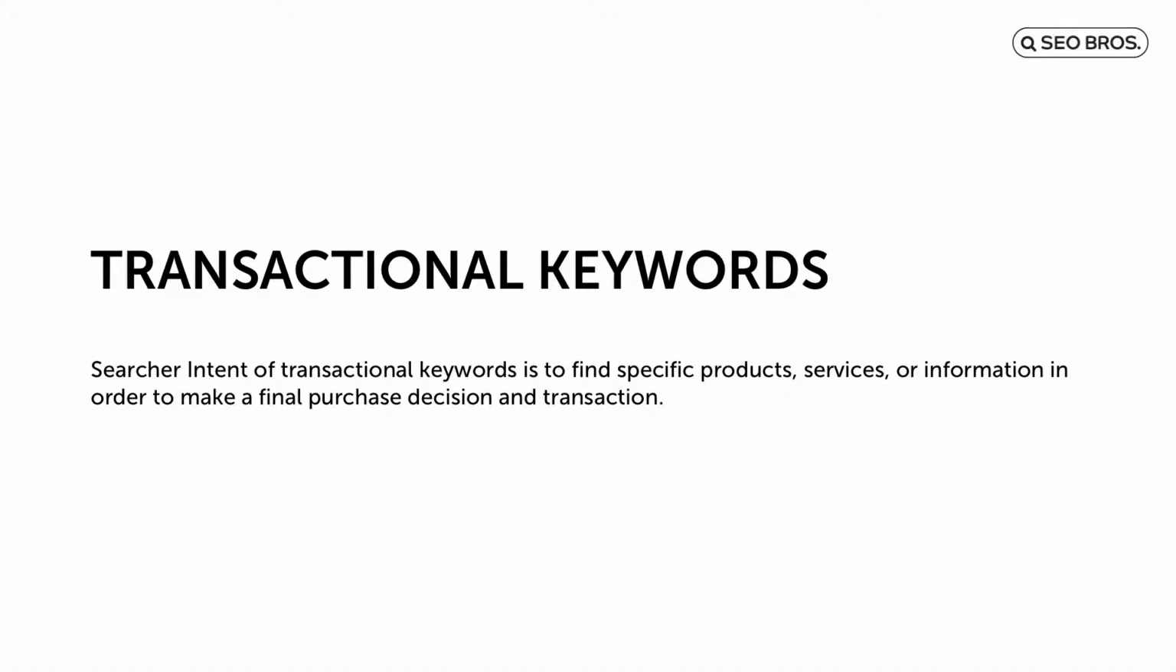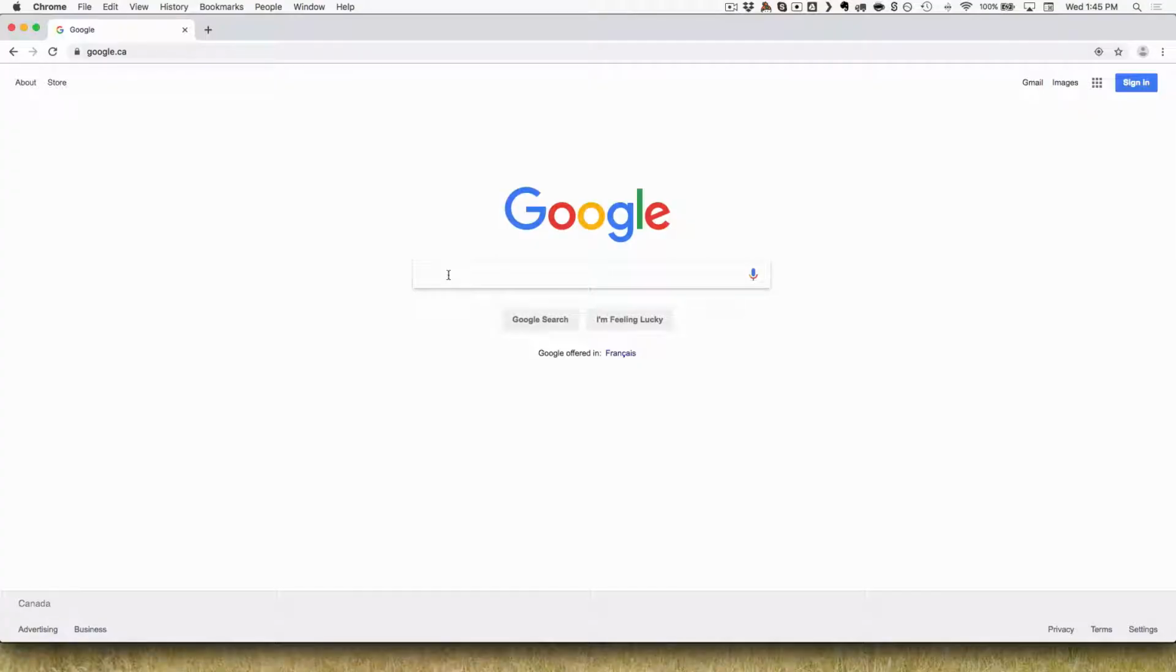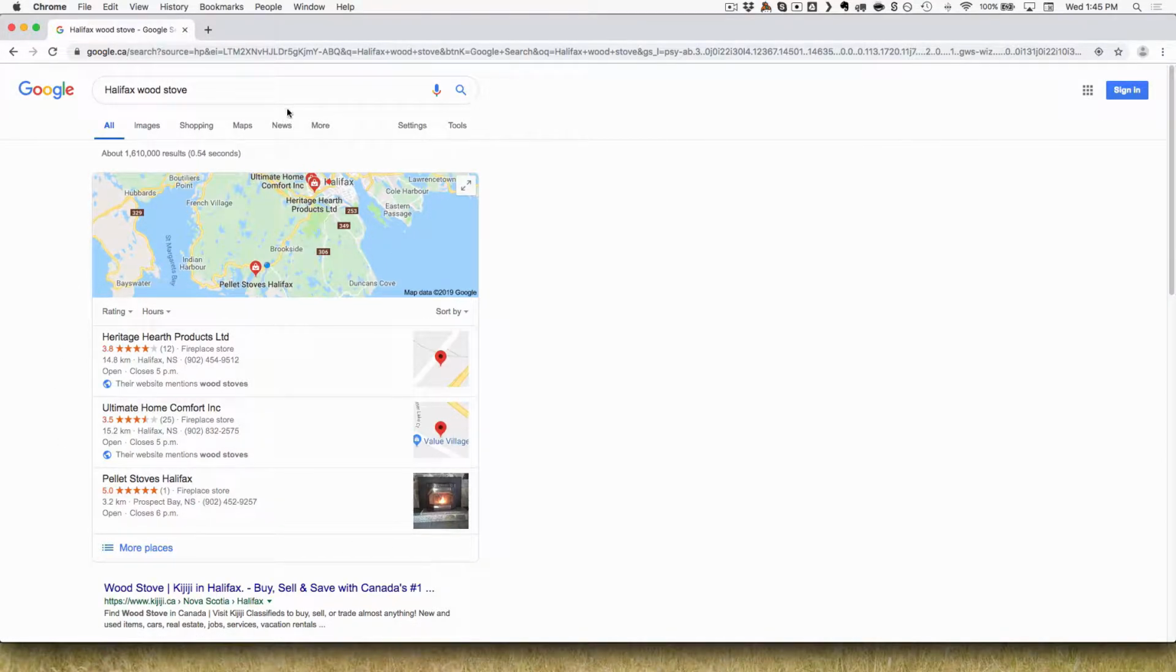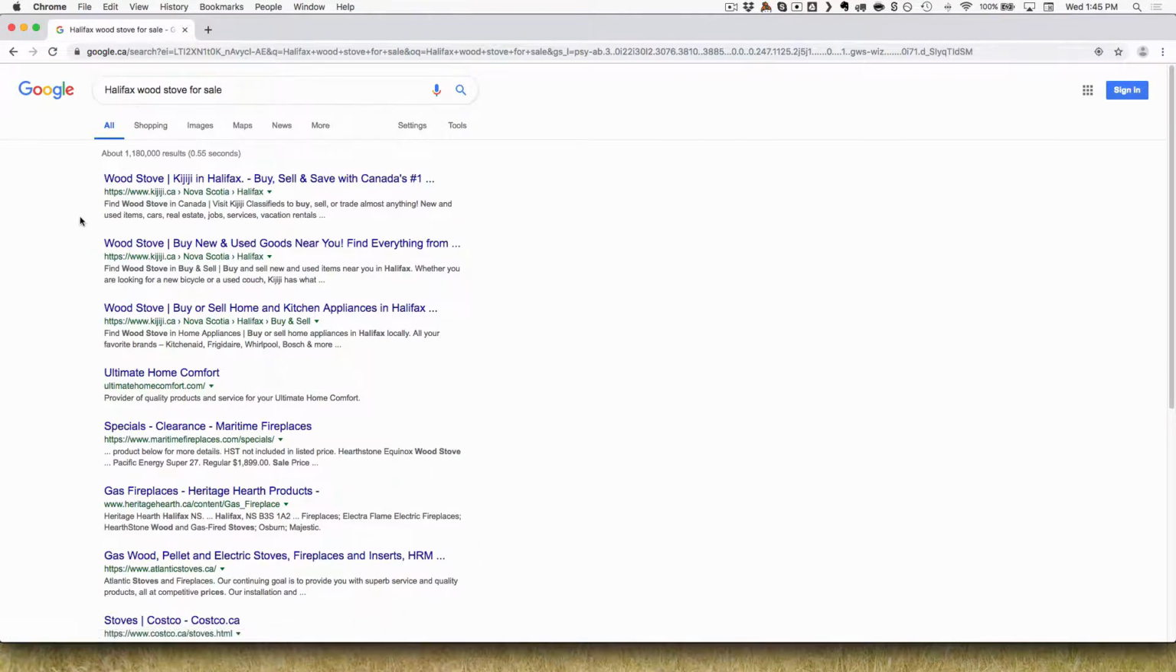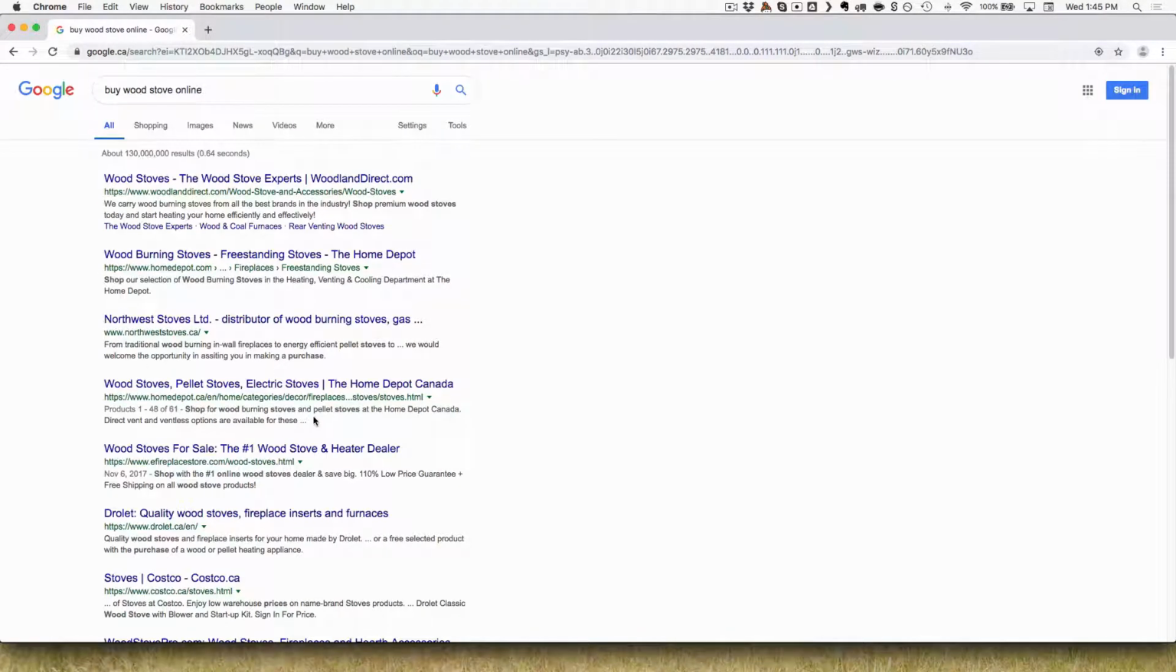Now the third and final keyword group we're going to cover today are transactional keywords. Now these types of keywords are closer to the bottom of the funnel, where the searcher is looking to make a transaction sooner than later, and certainly sooner than they would be if they were using informational keywords. Keeping with the same industry, these could be keywords like city wood stove, or city wood stove for sale, or where to buy a wood stove near me, or buy wood stove online.